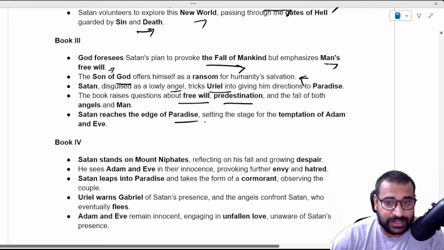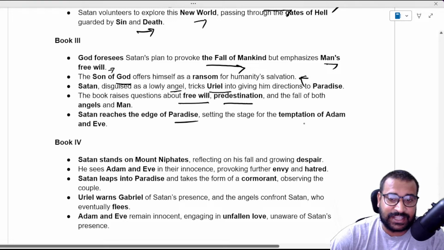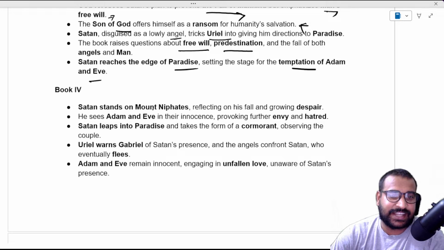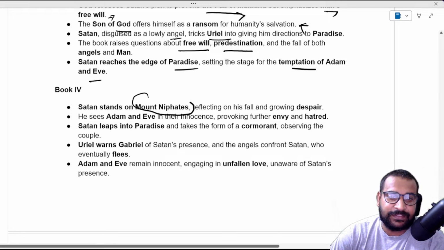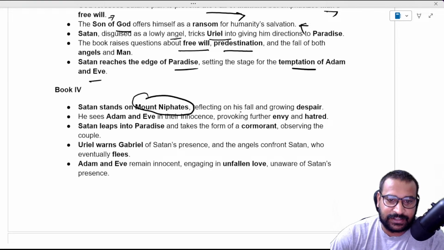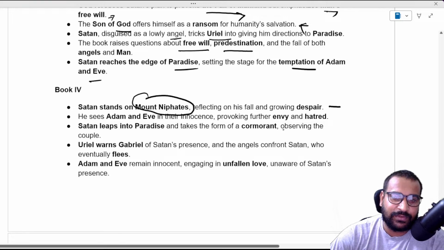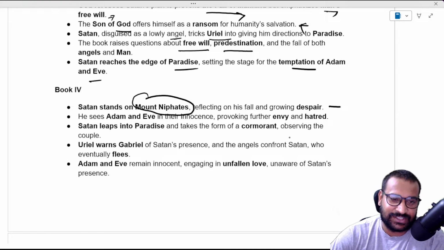Reaches the edge of paradise, setting the stage for the temptation of Adam and Eve. And book four, what happened? Satan stands on Mount Niphates. Very important, Niphates. And reflecting on his fall, growing despair. And he sees Adam and Eve in their innocence, provoking further envy and hatred.